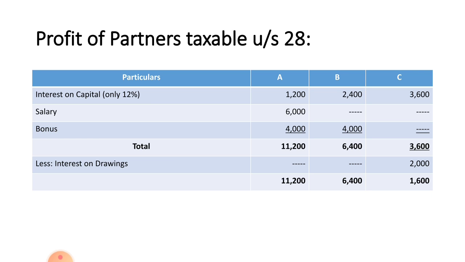Now you have to calculate profit of partners taxable under section 28. Here all expenditure of the firm will be profit or income of the partners. Here three items are there.